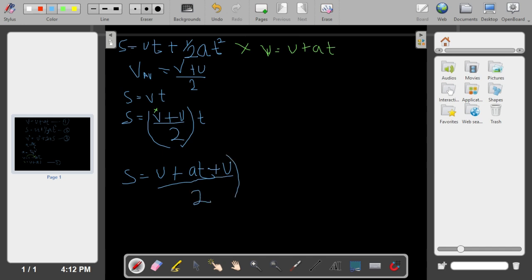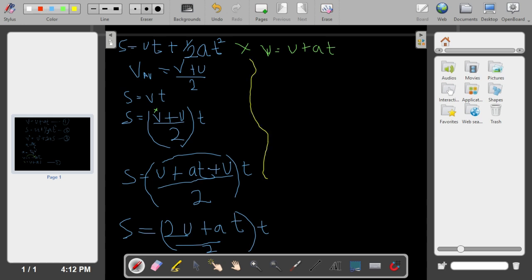Then I am still closing the brackets and a t is outside. Can you see this? So this is s equals (u plus at plus u) over 2. Now recall we have two u's. So if we add those two u's together, that's s equals (2u plus at) over 2, close this bracket again, times what? T. Times what? T. So I've successfully solved the equation to this point.